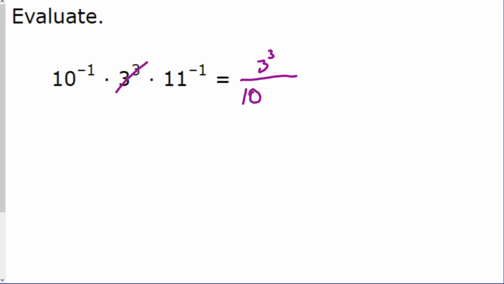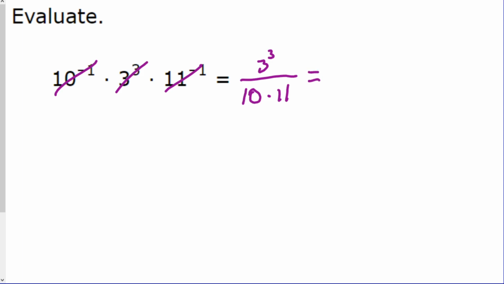It would be 10 to the first. And then we've used that one. And then 11 to the negative 1 would also move to the bottom, to the denominator, to 11 to the first power. And we've used that one. So also notice that they're all multiplied together. Keep in mind that this only works, you can only do some of this stuff in certain situations.